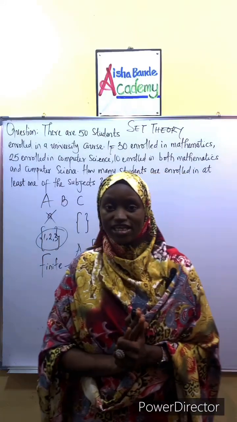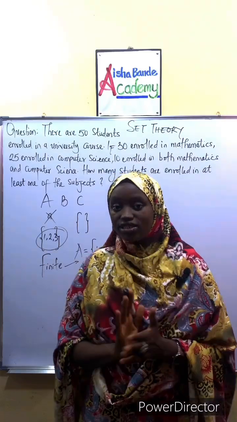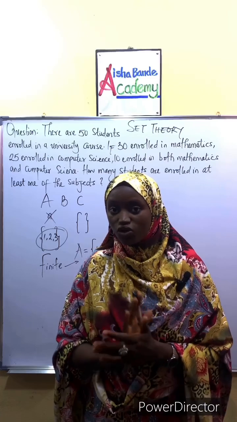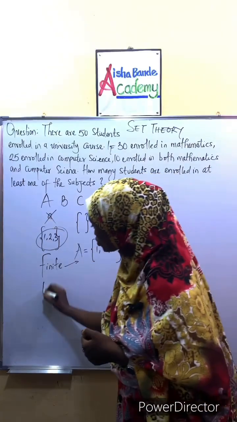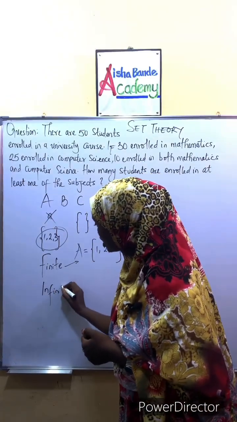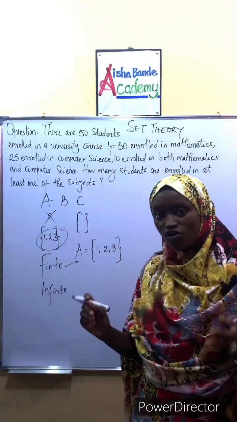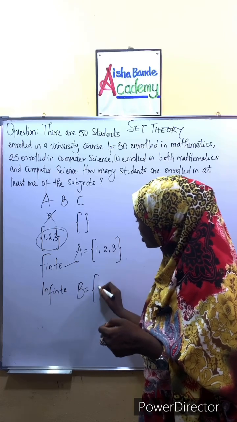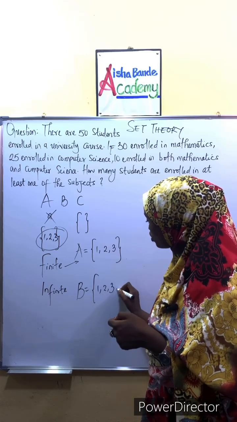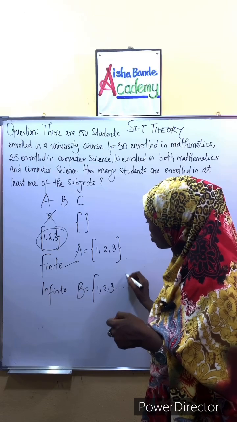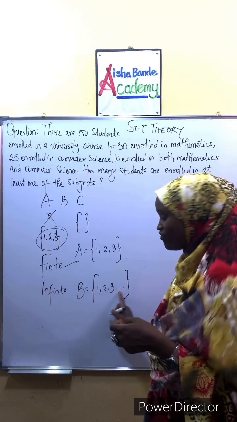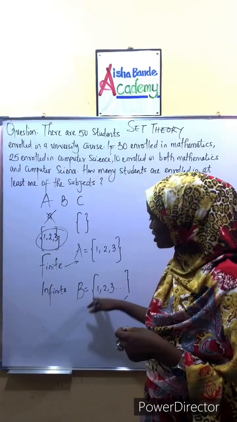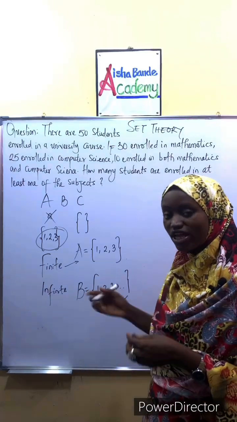The second type of set is called the infinite set. An infinite set is a set with an unlimited number of elements. For example, if you have a set B given as one, two, three, then dots, dots, dots, this is an infinite set. That means set B has an infinite number of elements.